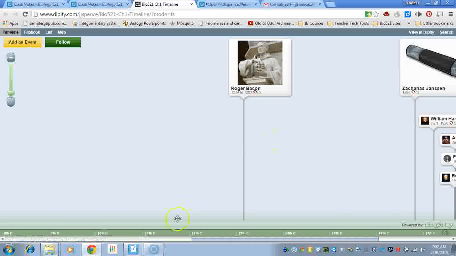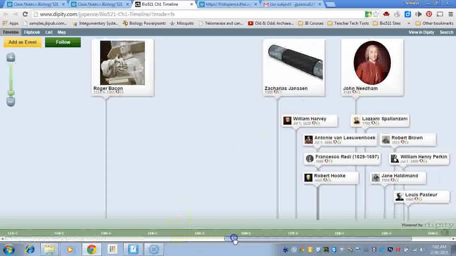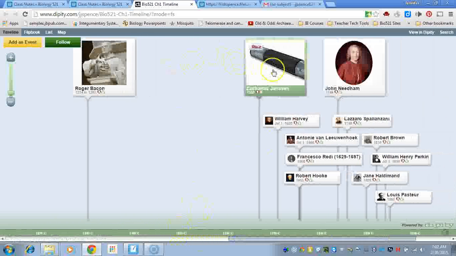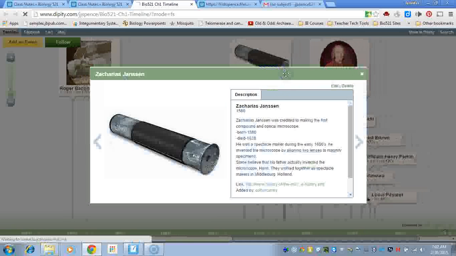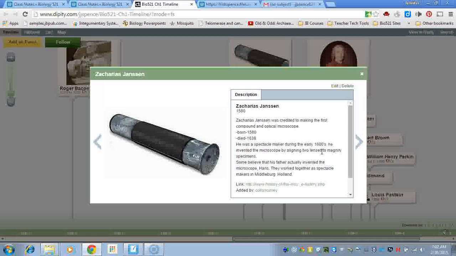And then we come along over 300 years later, and Zacharias Janssen, and I believe he was working with his father, found that if you put two lenses together, then it magnifies things even more. So he came up with the first compound microscope. That was in the 1580s.